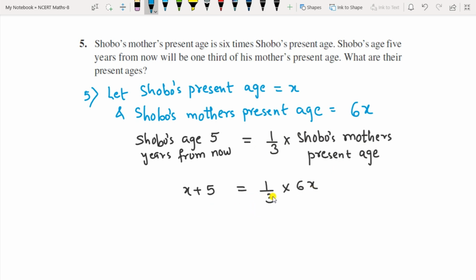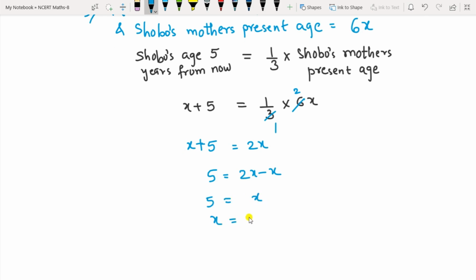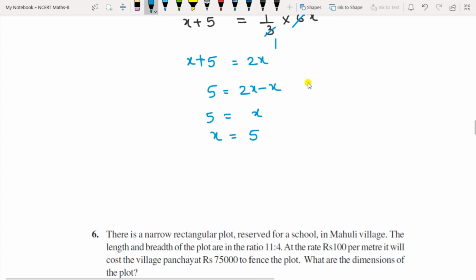Now start doing it. So 3 1s are 3, 3 2s are 6. Solve it. So this becomes x plus 5 equal to 2x. Bring the like terms together. So it becomes 2x minus x. So x equal to 5. Okay, x equal to 5. Who was x here? Shobho. Shobho's present age was 5. So write your statement.